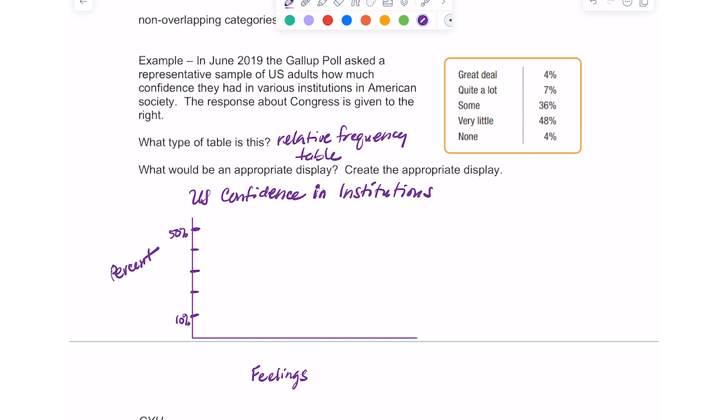Okay, remember these are percents. And I'm going to start out with great deal, which is 4%. So I know that 5 is halfway, 4 is like right underneath. So I'm just going to make sure that my bar goes to about 4. Okay, and that's going to be the great deal. Then I've got quite a lot, which is 7%, so that's going to go up a little bit past. Okay, that's quite a lot.